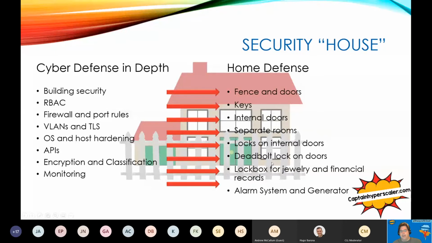Your APIs are like having deadbolt locks on your doors, and protecting with encryption and classification is like having lock boxes and jewelry boxes that have locks on them. And then your monitoring area is having an alarm system, security cameras, as well as a generator within your environment. You would have all of that from the standpoint of the ability to monitor what's going on within your house and keeping your house up and running.